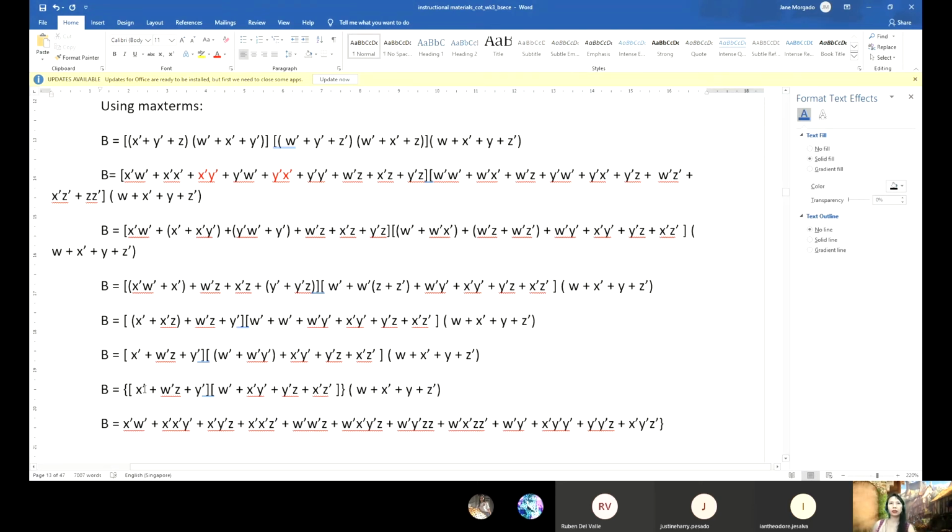Okay. So we have x prime, w prime, x prime, x prime, y prime, x prime, y prime, z, x prime, z prime, then w prime, z, w prime, z, w prime, okay, x prime, y prime, z, w prime, y prime, z, and w prime, x prime, z, z prime. Then for y, double prime, y prime, x prime, y prime, y prime, x, y prime, z, and then x prime, y prime, z prime.